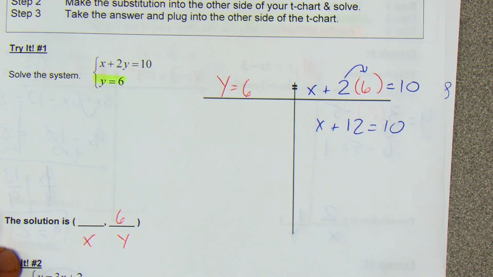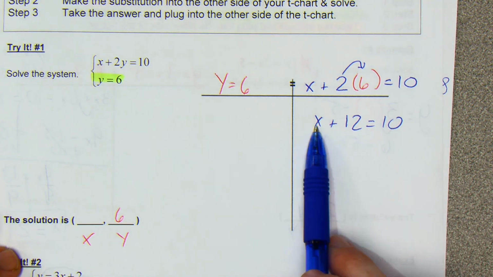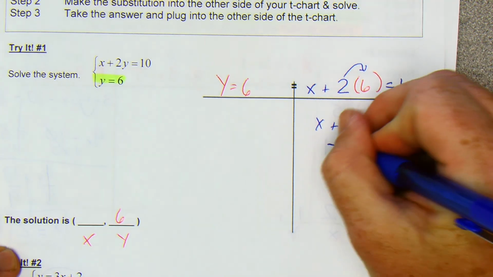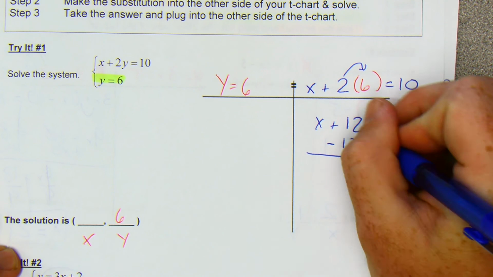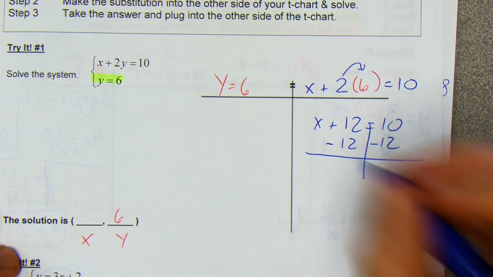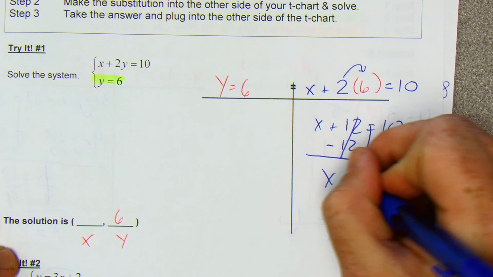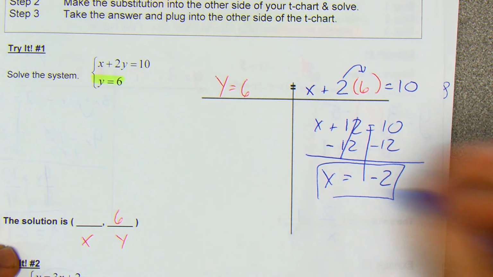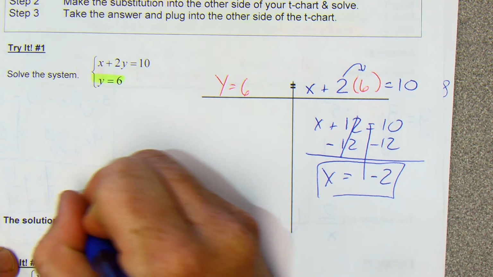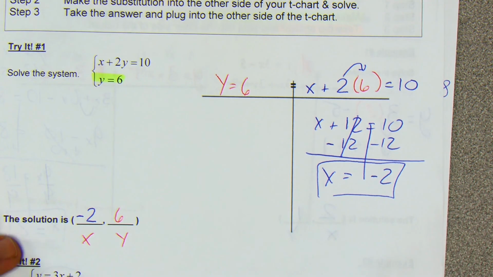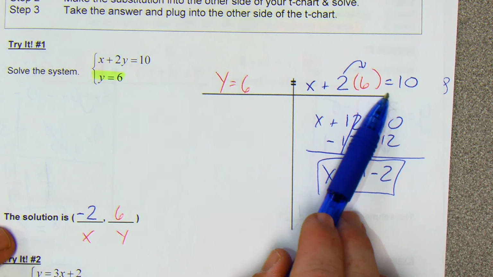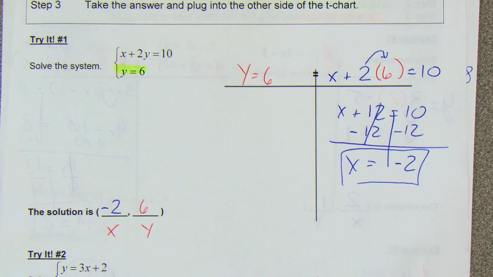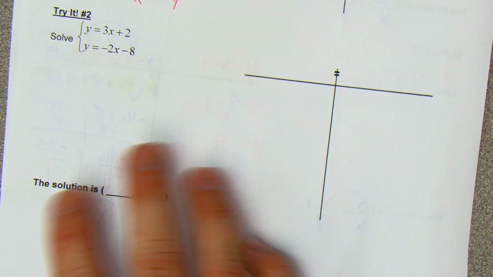Now all I need to do to get my x by itself is to move this plus 12 because there's nothing out in front of it. I move this plus 12 by doing the opposite, which is a minus 12. So I'm going to minus 12 on both sides of the equal sign. 12 minus 12 is 0. So I get x equals 10 minus 12 is negative 2. Okay. So then I plug in a negative 2 for my x coordinate in my solution. So we started by just substituting. We already knew what y is, so all we had to do was find x for that one. Okay. Let's move on to try it number 2.